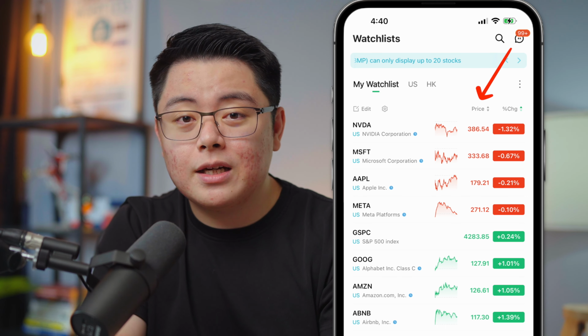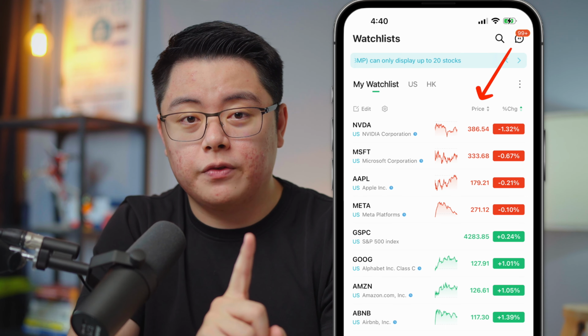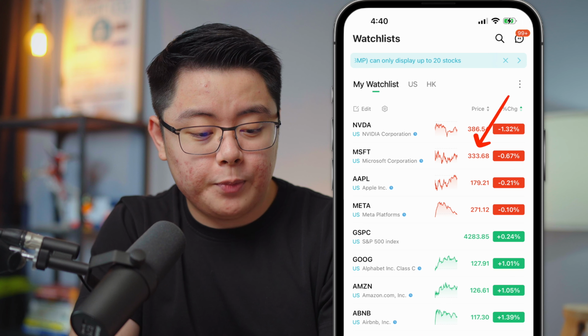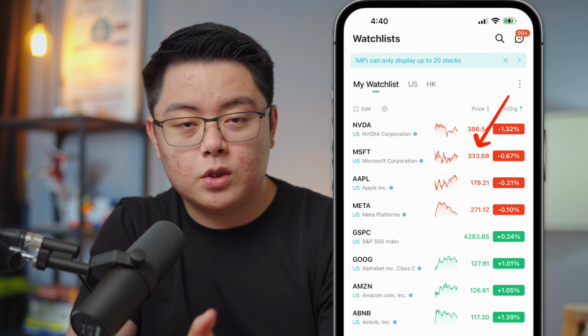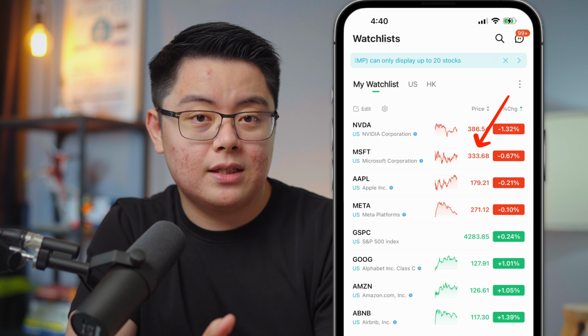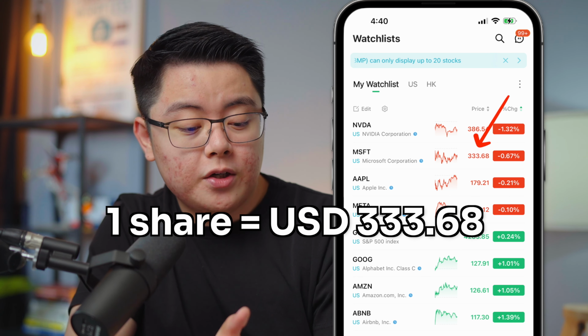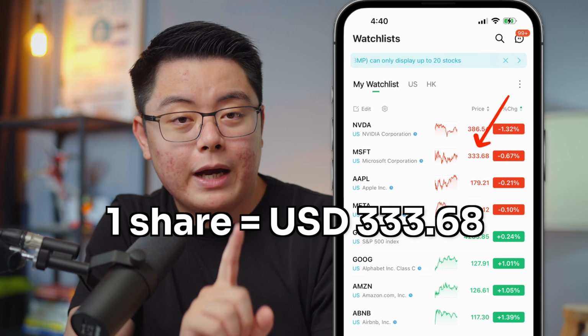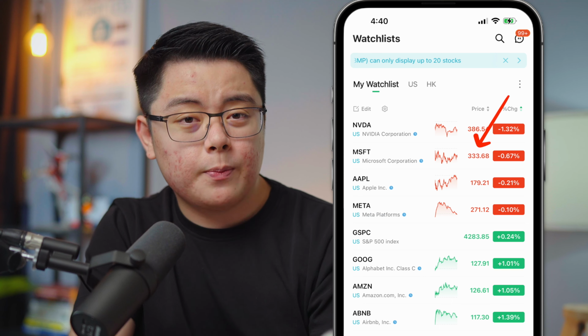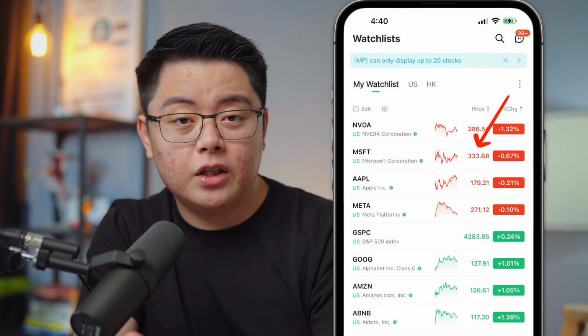Anyways, the price here means how much one share of each of these US stocks is worth. For example, MSFT or Microsoft is worth $333.68, which means you will need to pay $333.68 to buy one share of Microsoft, which is about 1,500 ringgit if you convert it to ringgit terms.